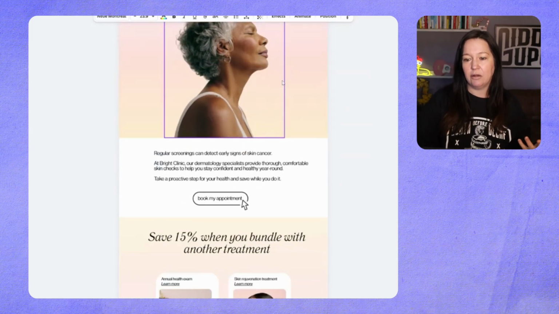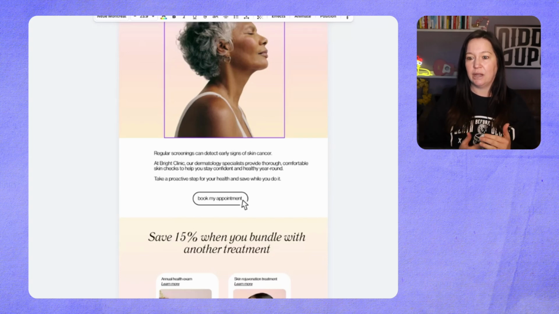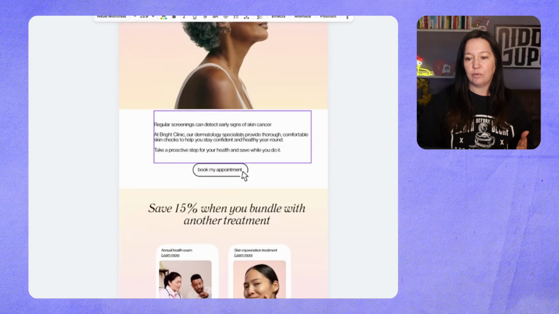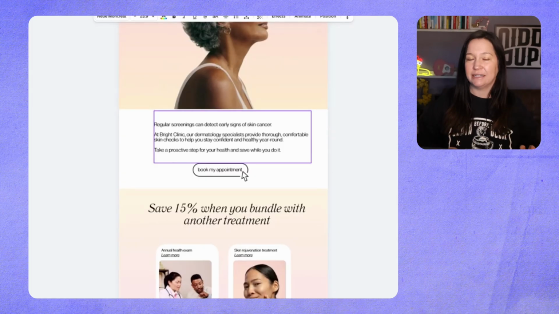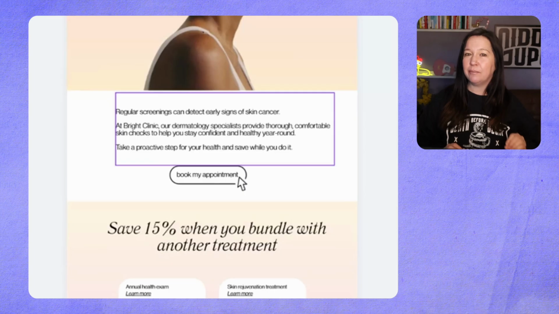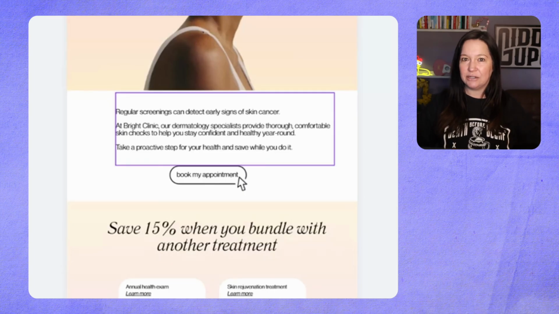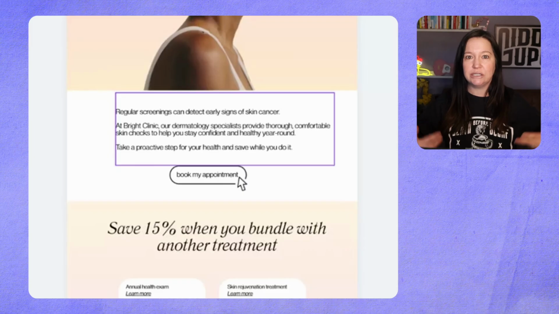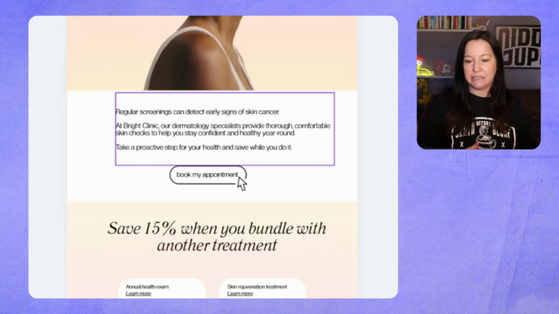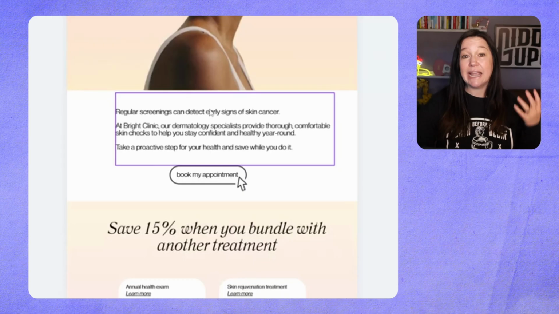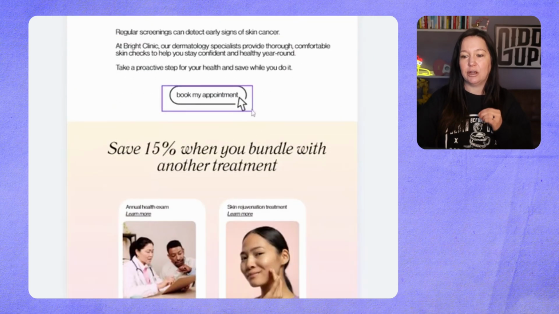Then we move down, and you'll notice I took out that 2-column layout. This is about readability and that visual hierarchy. That's where I put the line, regular screenings can detect early signs of skin cancer. I wanted that proof point, that really important statement, to be right front and center next. At Bright Clinic, here we are, we're introducing ourselves. We provide thorough, comfortable skin checks. Okay, that's good. Take a proactive step for your health.